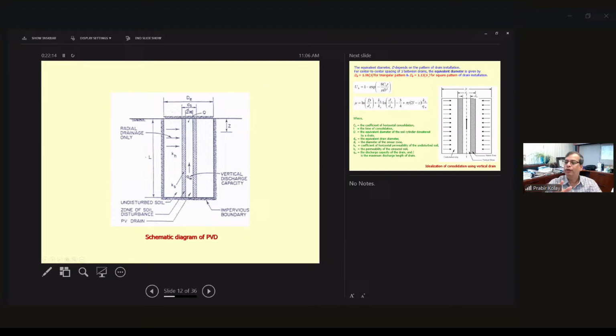Then you also need to find out the equivalent diameter. Although it is flat, with a certain width and thickness, when you calculate, like with the earlier sand drain, you need to find out how much equivalent diameter it is going to cover.